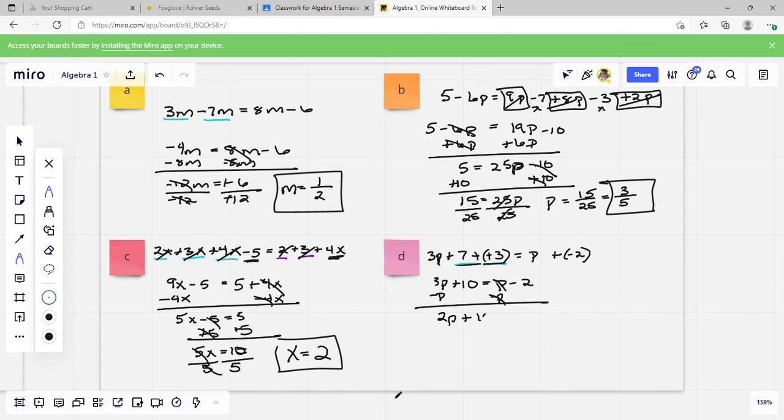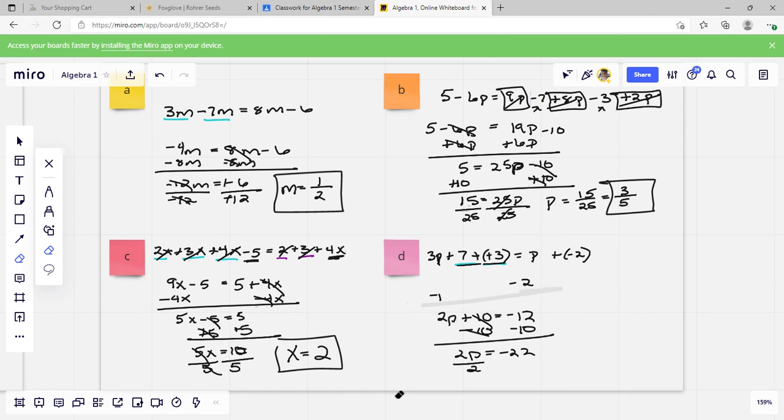Plus 10 equals negative 12. Now I got to get rid of that positive 10, so I'm going to do negative 10. And I get 2p equals negative 22. Divide by 2. Something's wrong. Hang on, what did I do? Let's start over. Sometimes you have to start over.